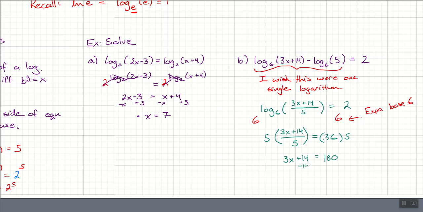I'll now subtract 14 from each side of this equation. So 3x then is equal to 166. And finally, we end up with x is 166 over 3. And it looks like we have it. Cool. Looking at expressions like this, if you can condense it, things get nice. I will always default to using this idea of exponentiation whenever I have the opportunity.